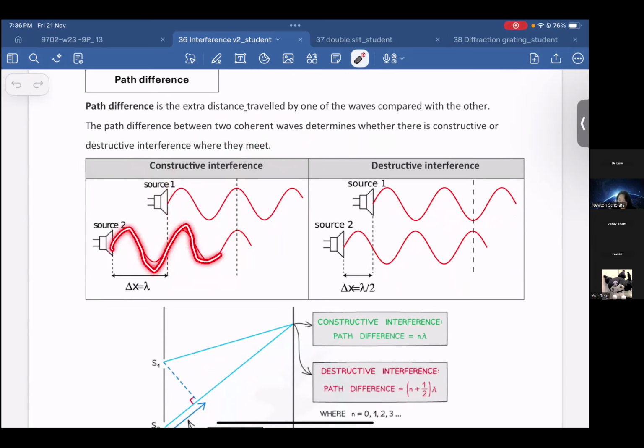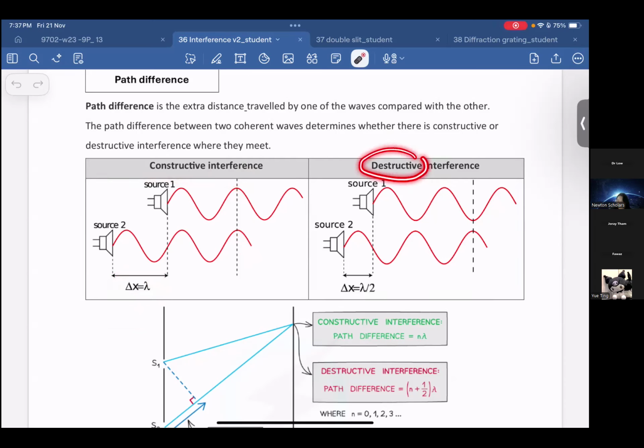We need to compare these two. Source 2 is starting an extra one wavelength. This is one complete wavelength. So we found that source 2 travels an extra distance of one wavelength compared to source 1. Starting here, they are emitting the wave in phase. In phase means that when I'm at a crest, you are also at a crest. When they superpose at these two positions, you will find that crest meets crest, so we get constructive interference. So with one complete wave, or a multiple of the complete wave, we will produce constructive interference.